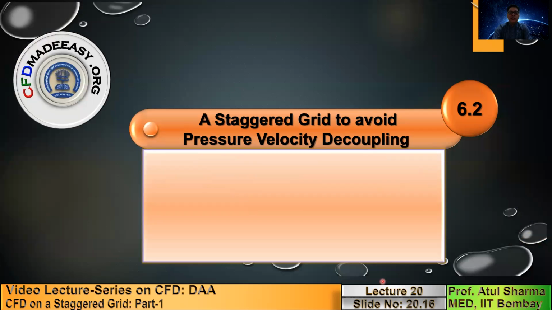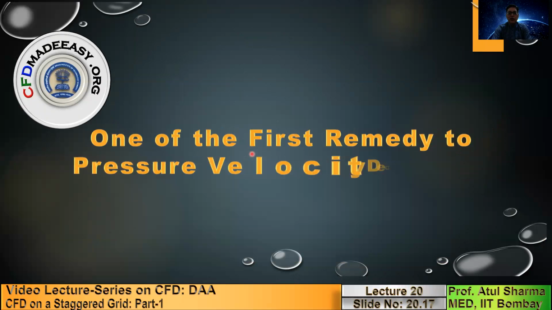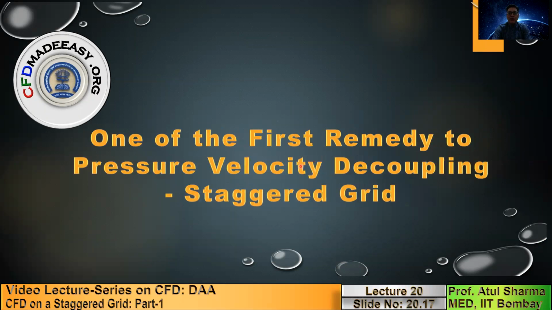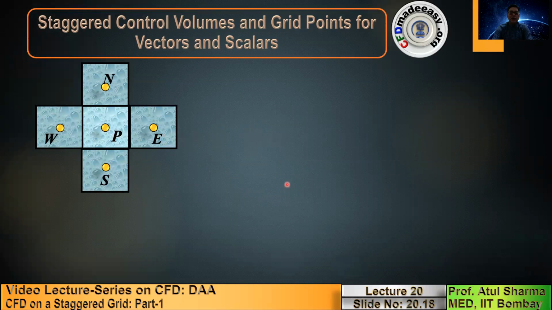So one of the first remedies that was presented for this pressure-velocity decoupling. Let us go to the next section, where we'll introduce one of the first remedies, where we basically wanted to avoid an algebraic formulation which involves the pressure of alternate grid points and the normal velocities of alternate grid points. If you look back at the history of development of CFD, one of the first remedies proposed is called the staggered grid. So this topic is on CFD for a staggered grid.